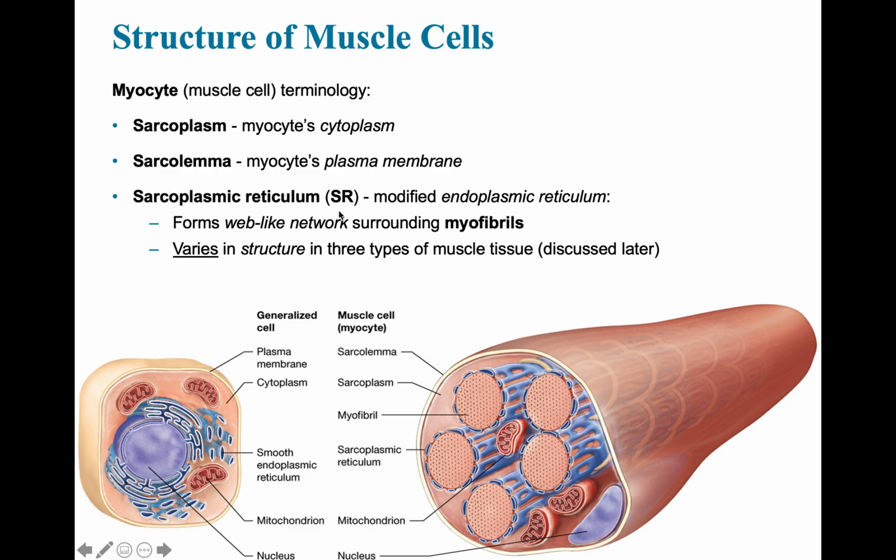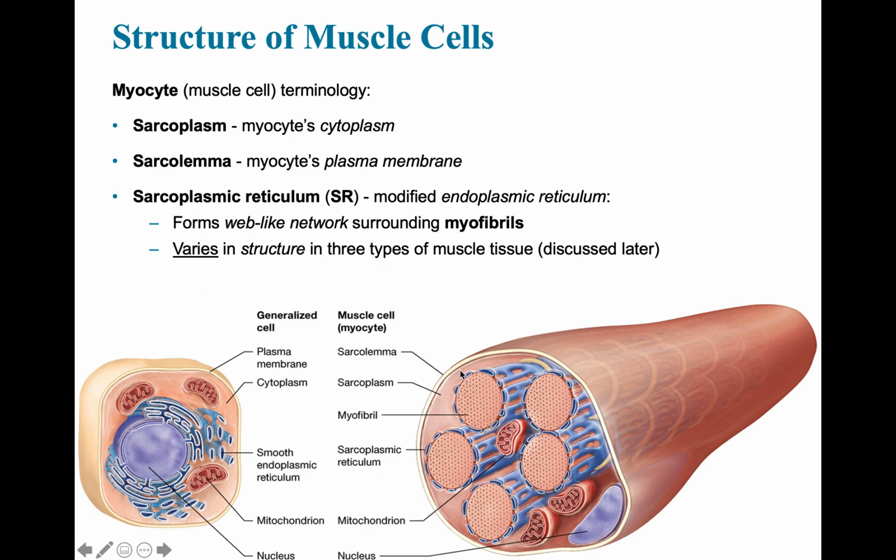Sarcoplasmic reticulum, or SR, this is a modified or specialized form of the smooth endoplasmic reticulum in particular. So sarcoplasmic reticulum is a specialized version of the smooth endoplasmic reticulum, which has the function to store lots and lots of calcium. And you'll see why that's important later.